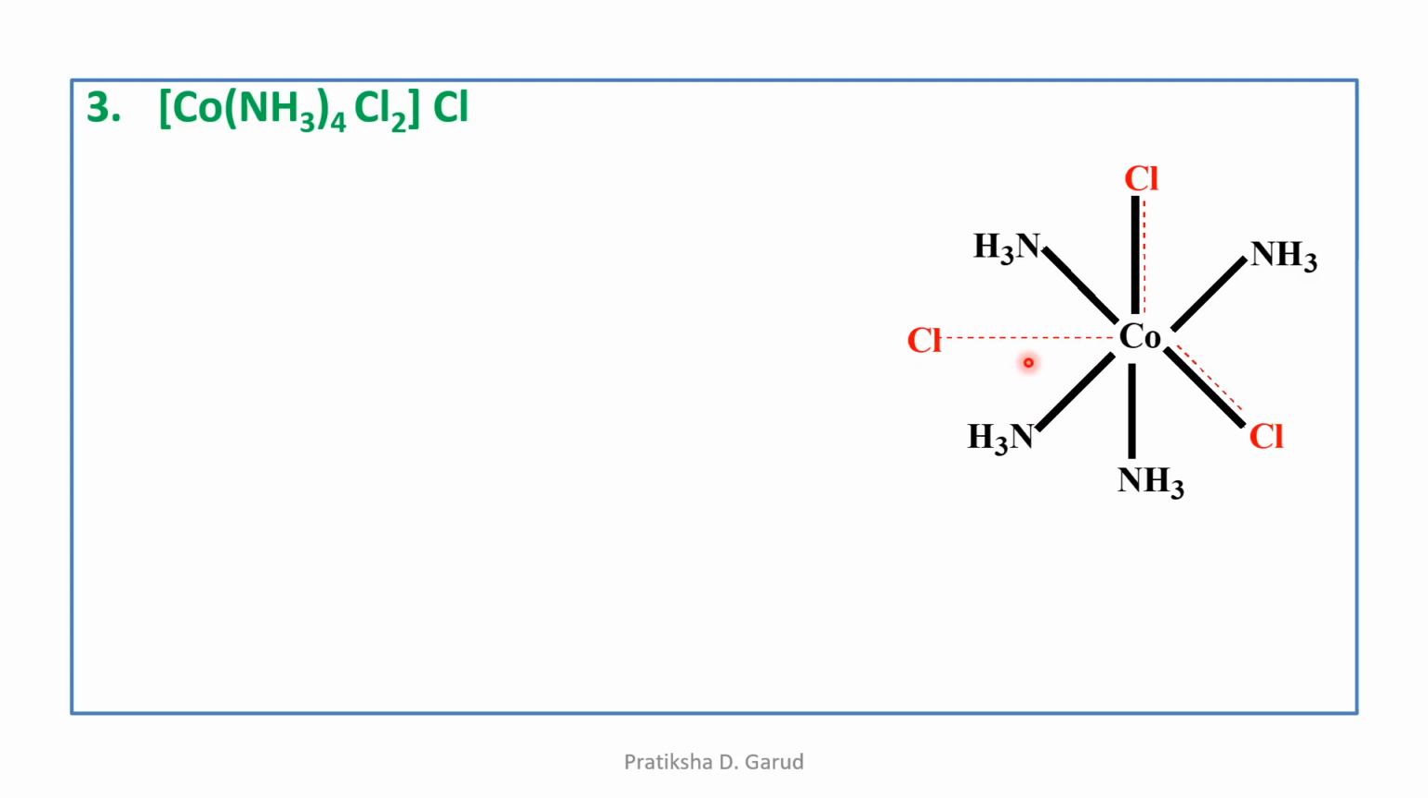It is ionizable. Then we can say that there are 2 Cls. They are shown by the dotted line as well as the thick line. That means they are showing the dual behavior of secondary valency as well as the primary valency.